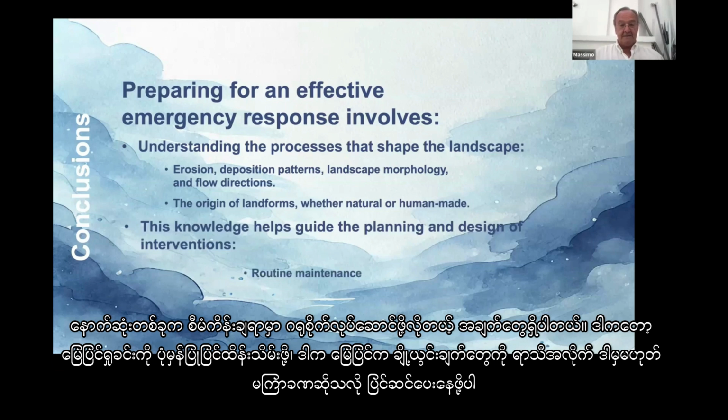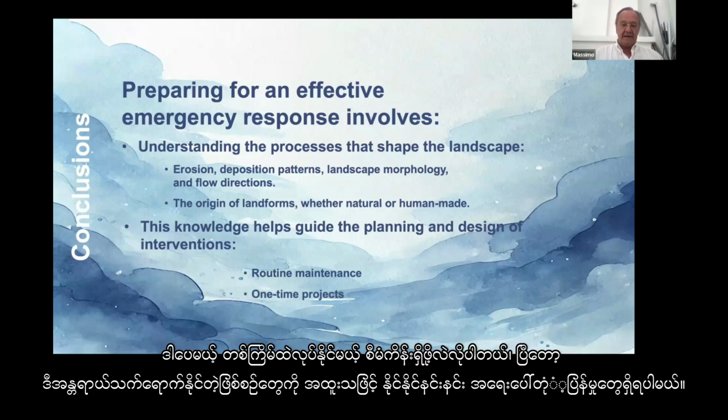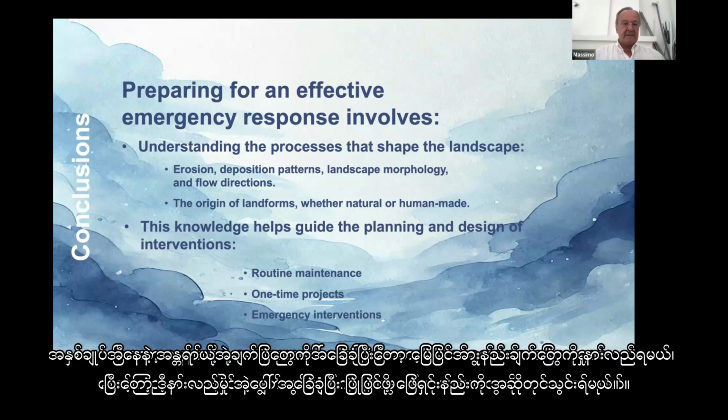And last, we have some aspects that need to be taken care of in the planning. That is routine maintenance of the landscape, which is a seasonal or frequent fixing of some flaws in the landscape, but we can also have one-time projects, and we can have emergency interventions that are more specifically designed to cope with these impactful events.